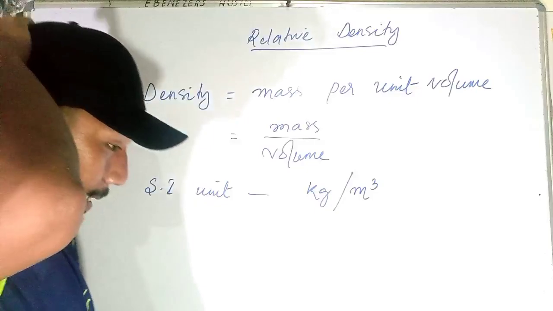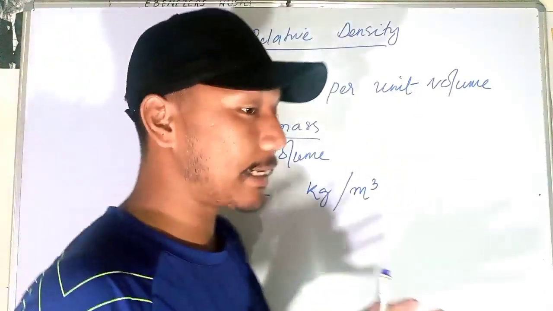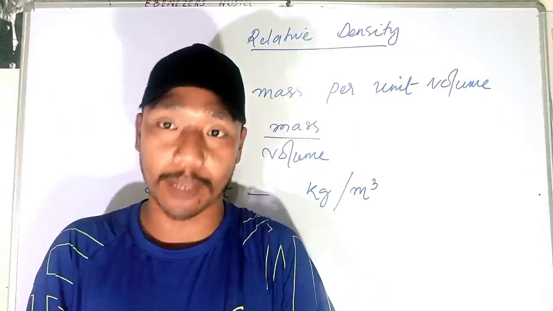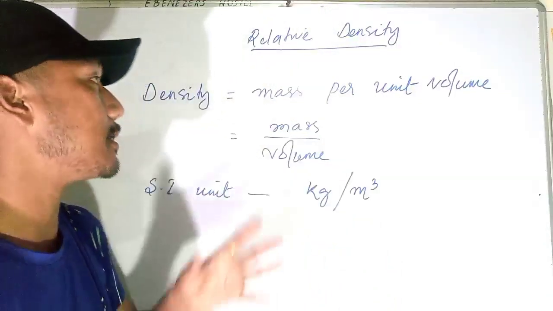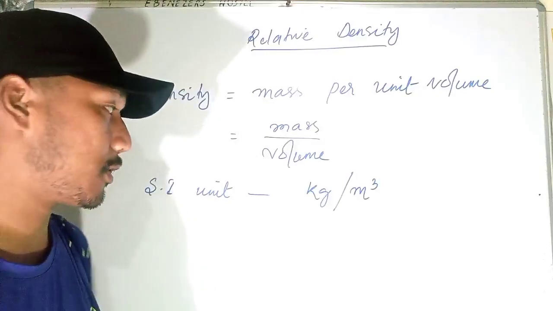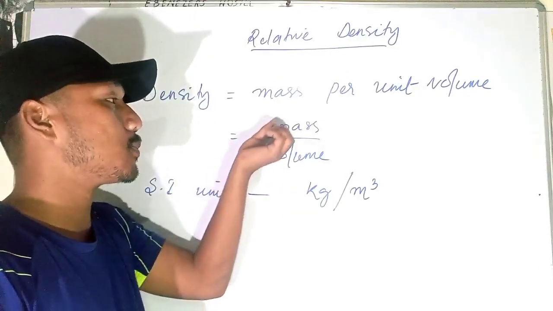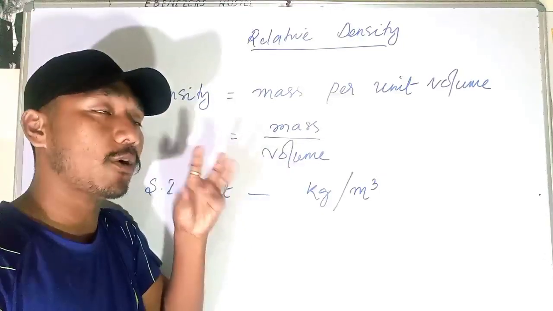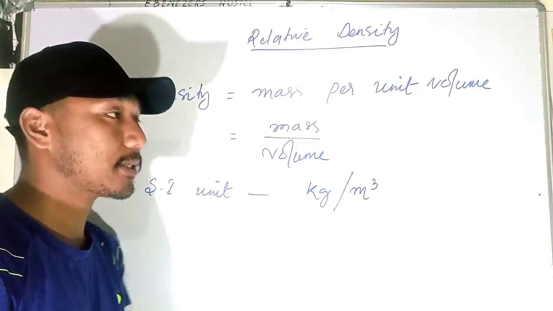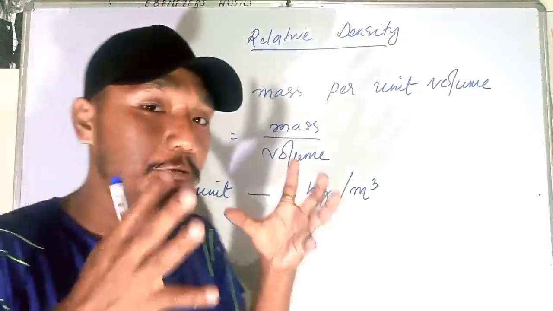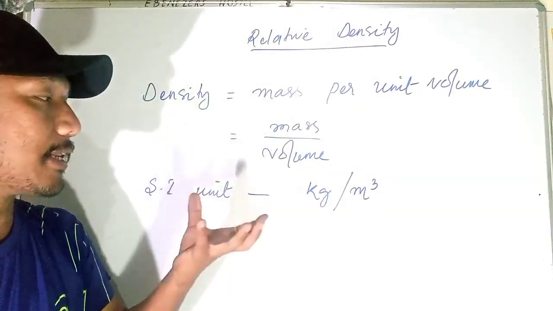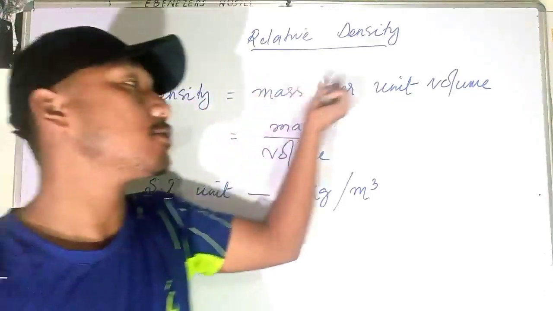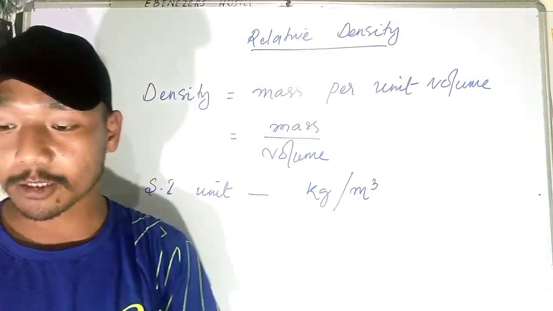So what does density mean? It defines the compactness of that particular object. How compact it is, how full it is, that defines the density. Density is mass per unit volume. In science terms, we say mass per unit volume.